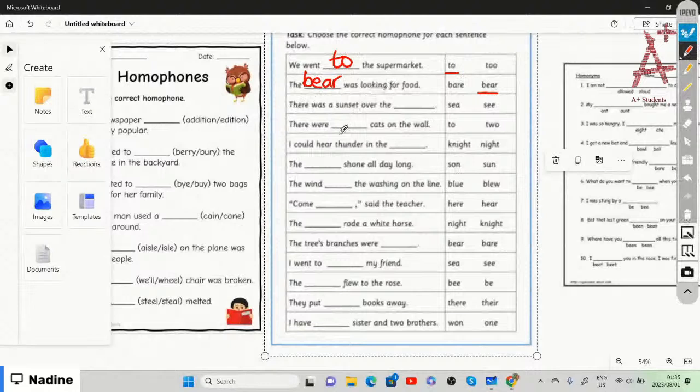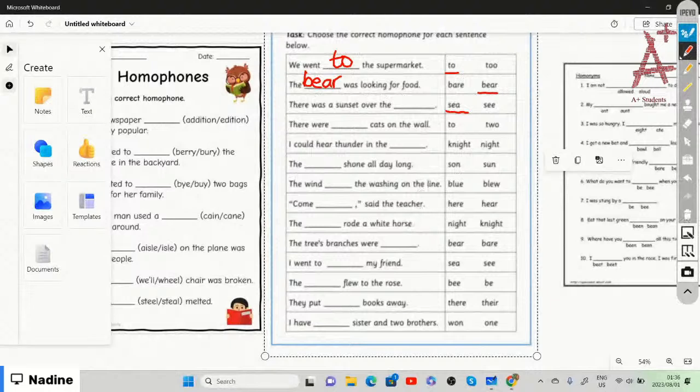There was a sunset over the sea, SEA, or over the sea, SEE. We need to choose the correct homophone or the word to match the sentence. So there was a sunset over the sea, which is the ocean, or see, which is to see or to look. So we will choose the first one, meaning that there was a sunset over the sea or ocean.